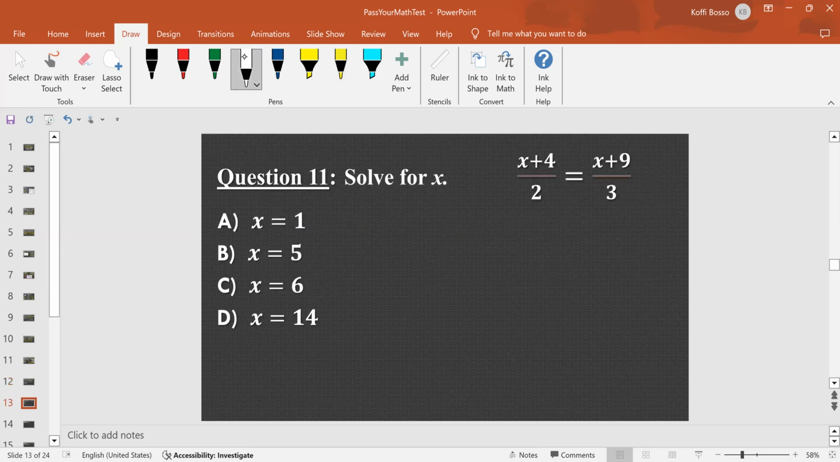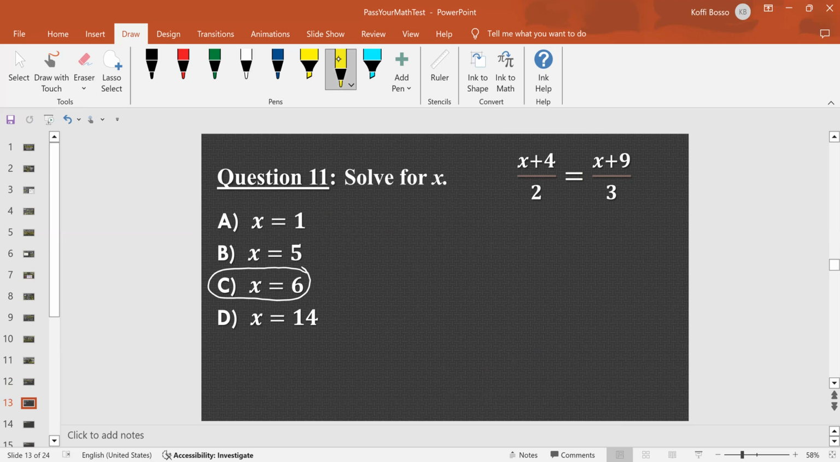Question 11. I can tell right away that the correct choice here is C. This is an equation to solve. That looks challenging, but it's simple. Let me tell you why.